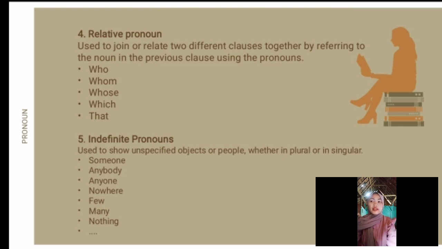And then indefinite pronouns. Indefinite pronouns are used to show unspecified object or people, whether in plural or in singular, like somebody, someone, anybody, anyone, nowhere, few, many, nothing.